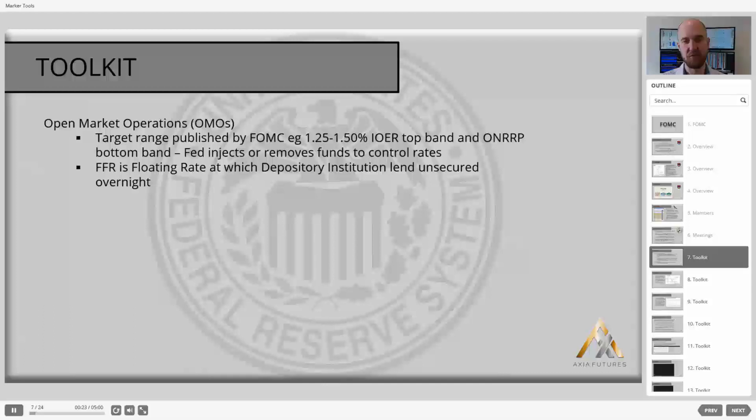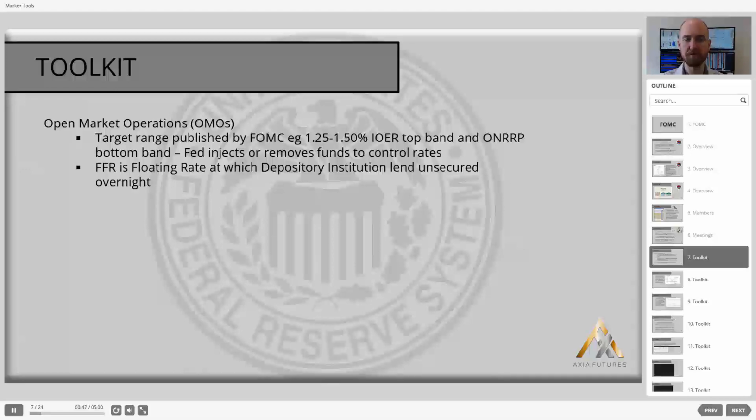Now, the top and bottom of this range is going to be slightly different from many other central banks, and the Fed operates a floor type interest rate policy. We'll talk about that in the next slide in a little bit more detail. So that allows you to have a target range, and the bottom of the range is the overnight reverse repurchase rate. The top of the range is the interest paid on excess reserves.